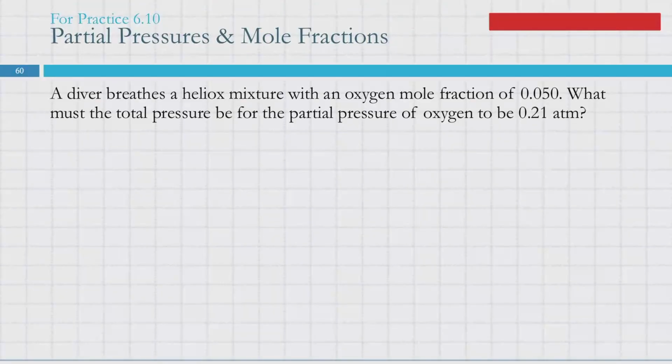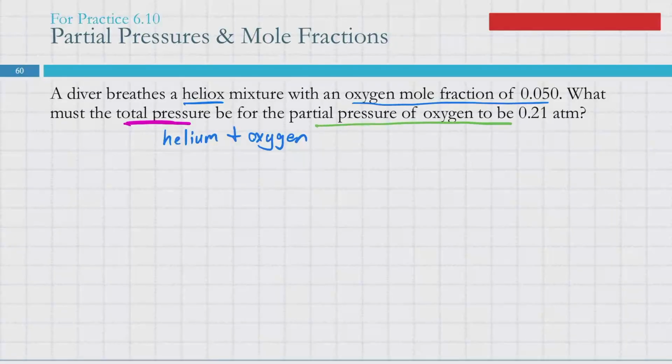A diver breathes a heliox mixture. So this is, again, helium and oxygen. The mixture has an oxygen mole fraction of 0.050. What must the total pressure be for the partial pressure of oxygen to be 0.21 atmospheres?